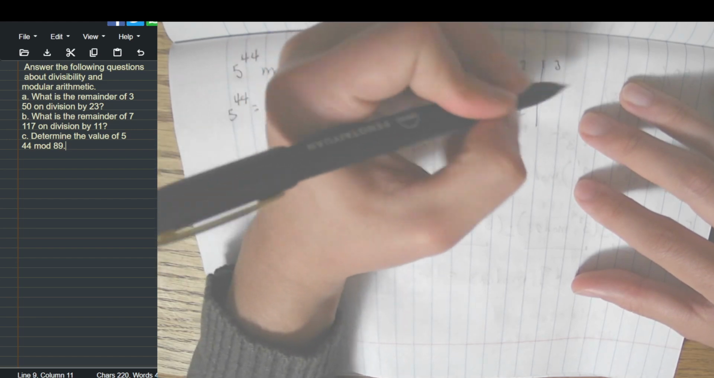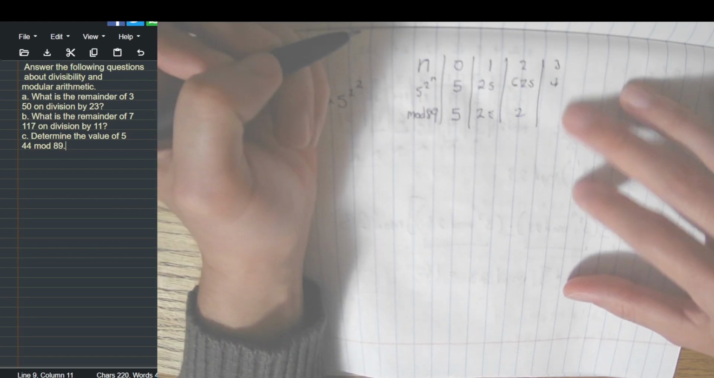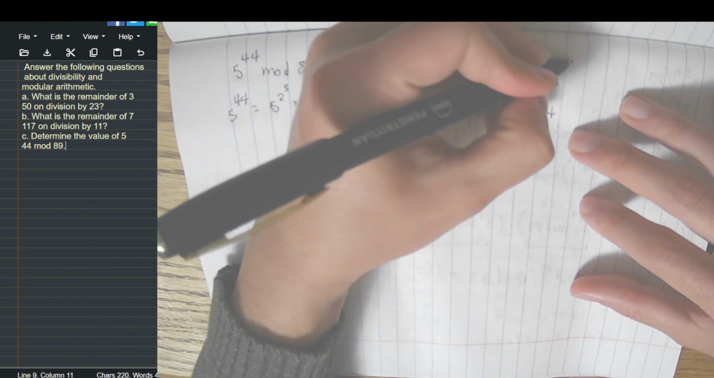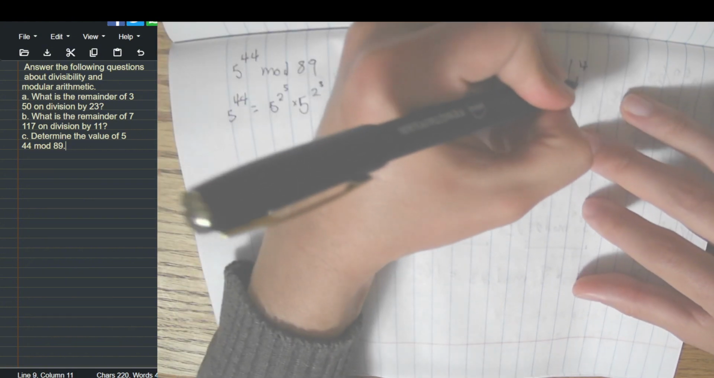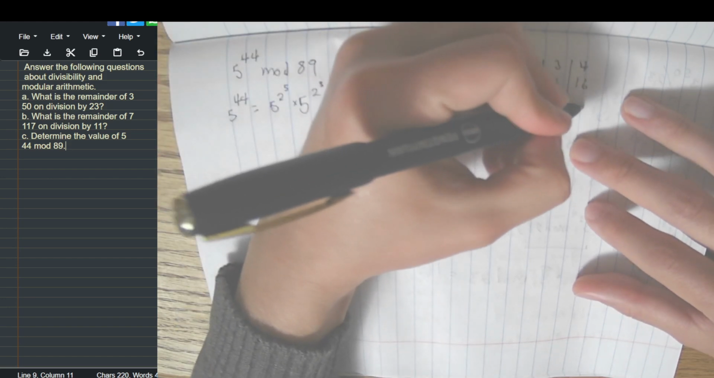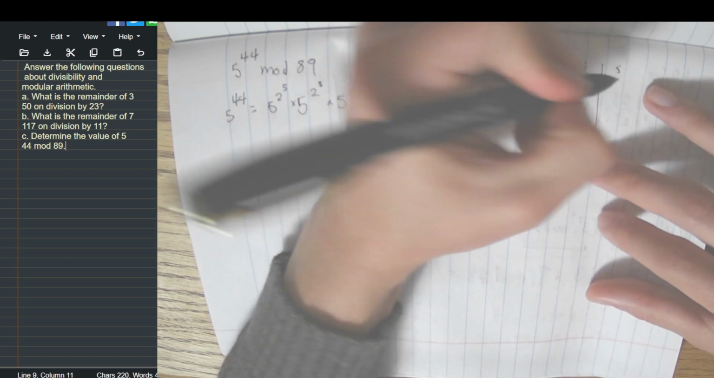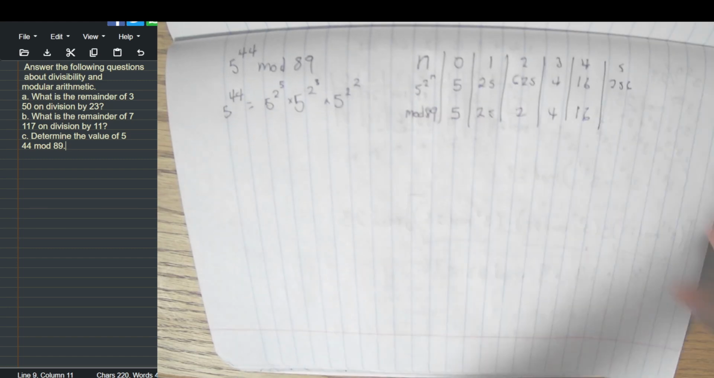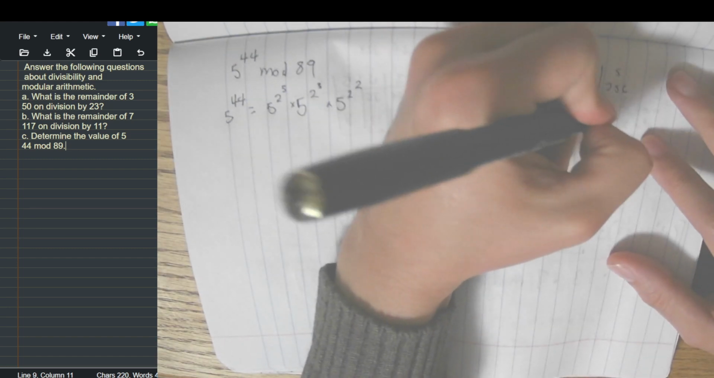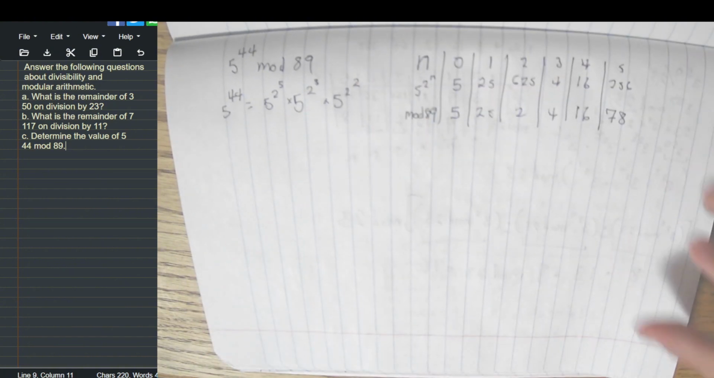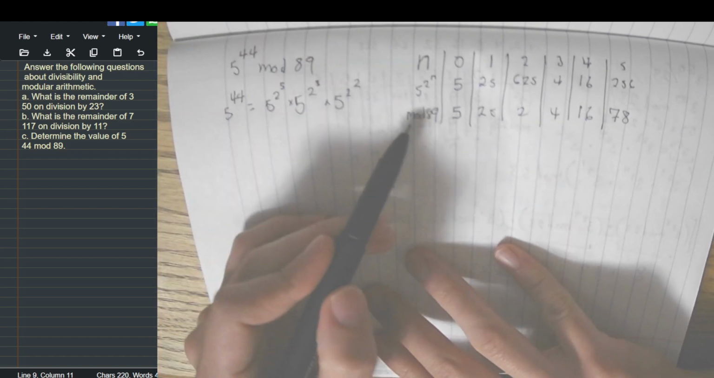Then I'll do 2 squared, which is 4. Mod 89, well, that's just 4. And I'll do 4 squared, which is 16. Mod 89 is just 16. Then I'll do 16 squared, which is 256. 256 mod 89 is 78. And luckily we're done. We don't have to square 78. So now we can plug these values in.